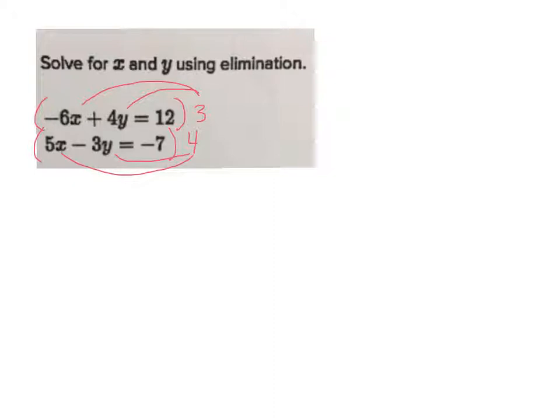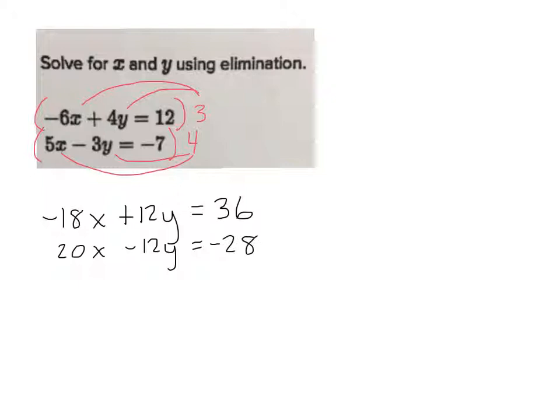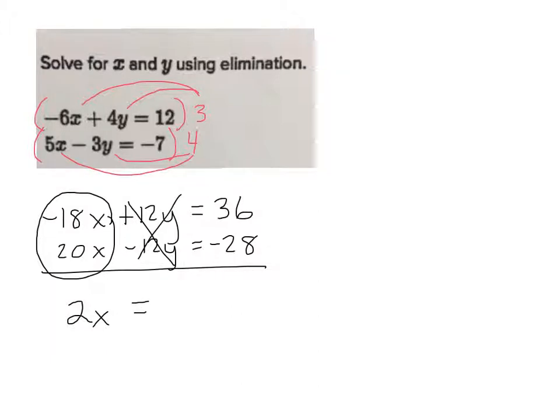Okay, so let's write our result. 3 times negative 6x is what? Negative 18x. 3 times 4y is 12y. And 3 times 12 is 36. 4 times 5x is 20x. 4 times negative 3y is negative 12y. And 4 times negative 7 is negative 28. And now I'm going to add them up. Negative 18x and 20x is 2x. These cancel, and it equals 8. And then I'll divide 2 on both sides, and so what does x equal?